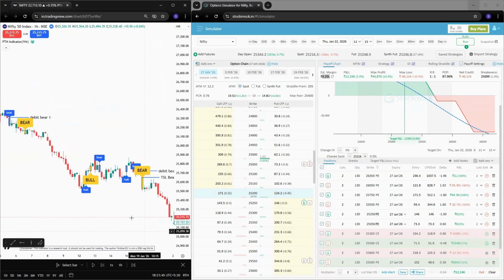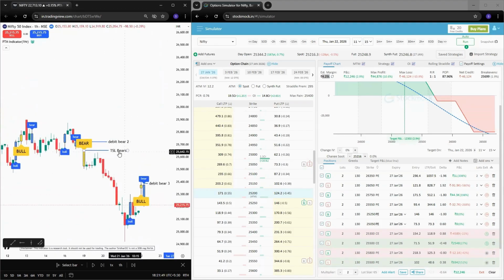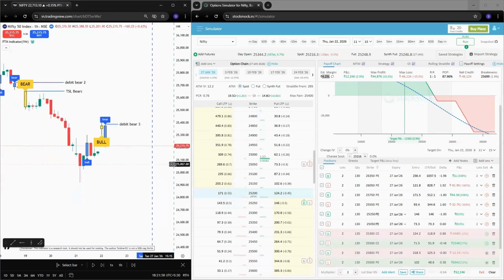I have 3 debit bear spreads, one from the starting of the month, one made here. My trailing stop loss for all bears is here. My hard stop loss for the third debit spread of bears is here. So anytime a candle closes above it, I have to exit. Let's move on and see what happens.